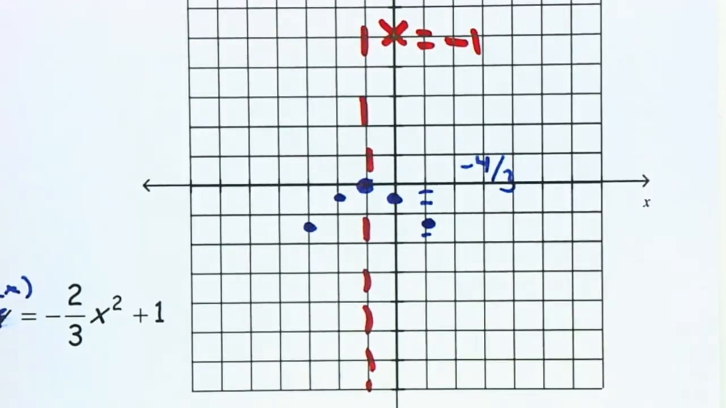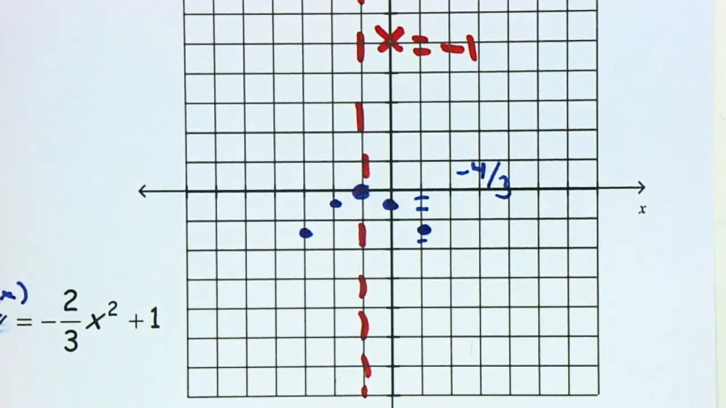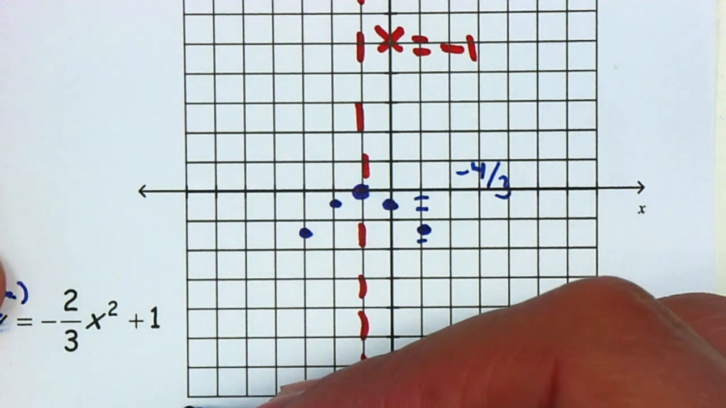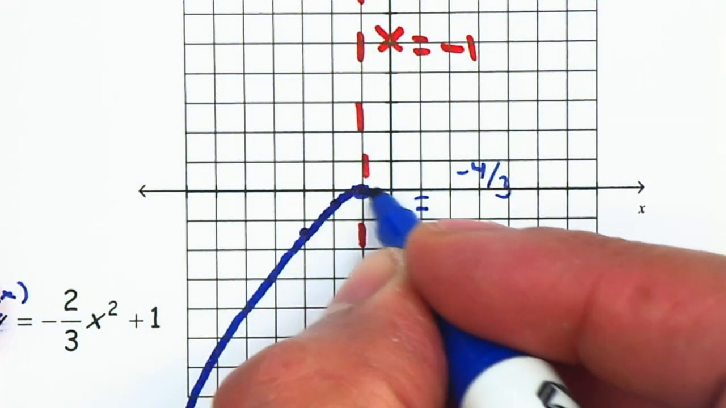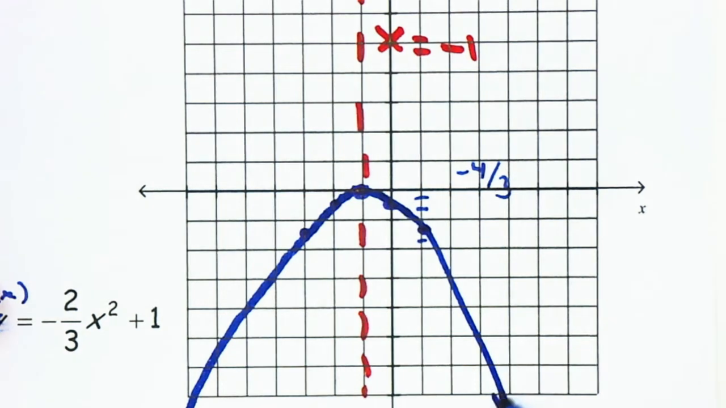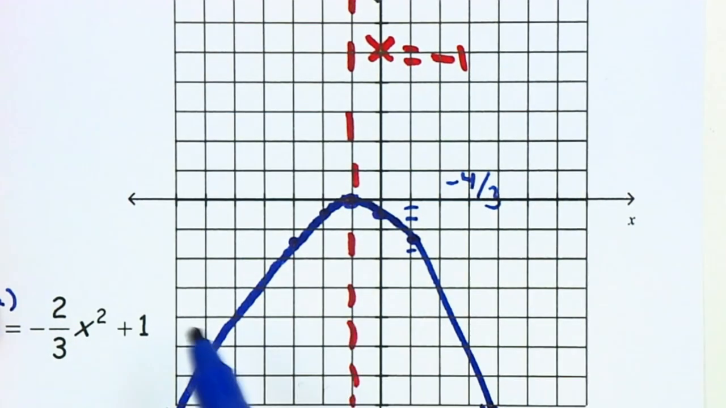Now, if you want a more exact graph, you can plug in a 2 and a 3. But for us, that'll be sufficient. I need to get 4 points: the vertex plus 4 additional points, 2 on each side.